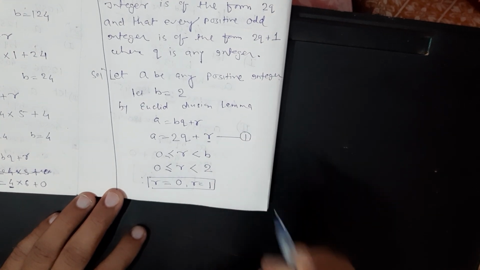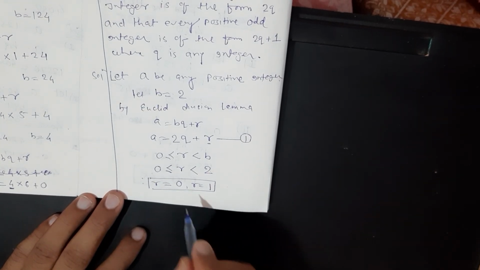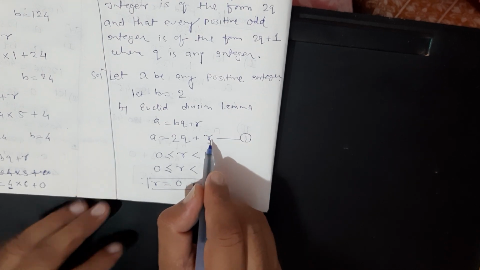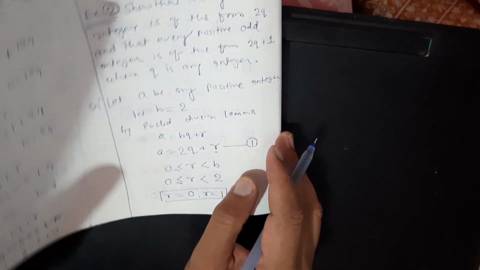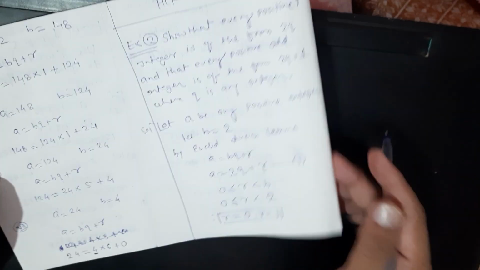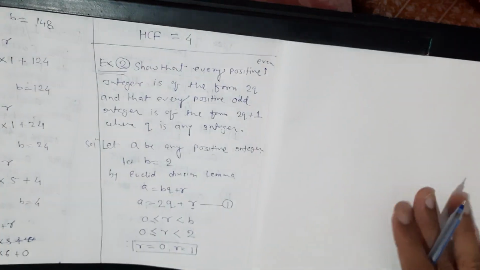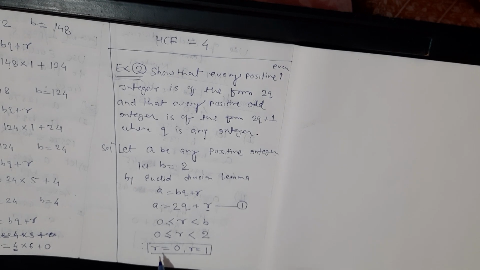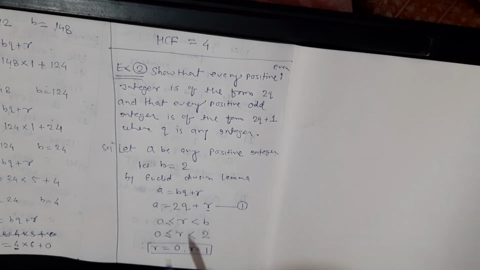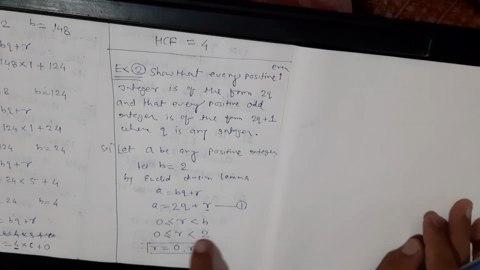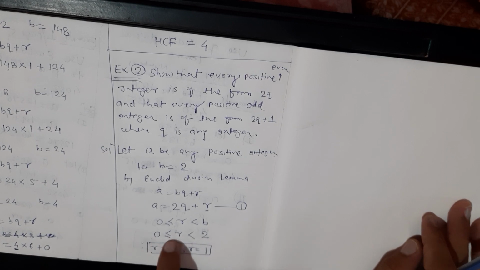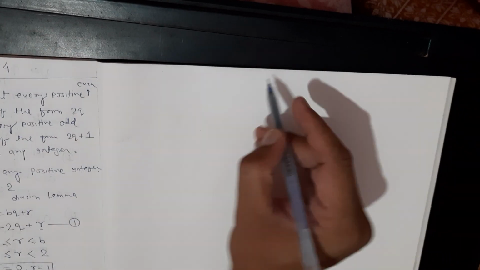Suppose this is the first equation. Now guys, you take the values of r one by one and get your answer. Look again: r equal to 0 and r equal to 1. Where did it come from? This is from the condition that r is always greater than or equal to 0 and less than 2. Now put these values in equation number 1.